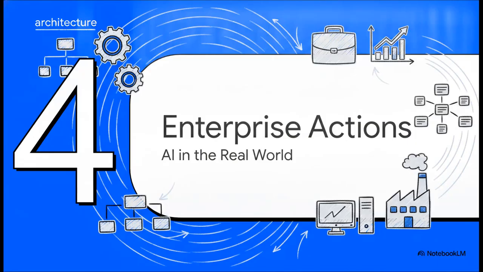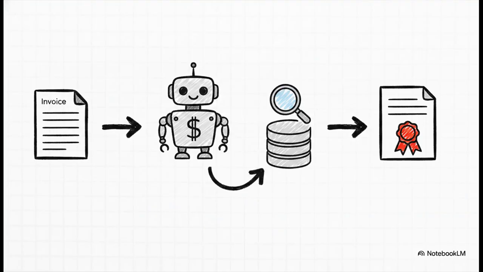Which brings us to Section 4, real-world enterprise actions. Let's look at AI actually out in the real world. Take a finance agent, for example. It handles the heavy lifting of multi-step workflows in literal seconds. It pulls incoming invoices, cross-references them against your existing purchase orders, verifies the payment status directly in the database, and then seamlessly packages a final approval request for the human finance manager to sign off on.